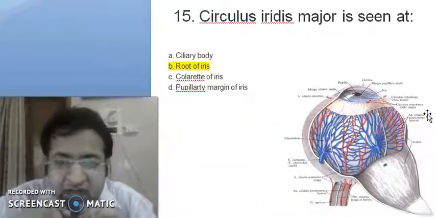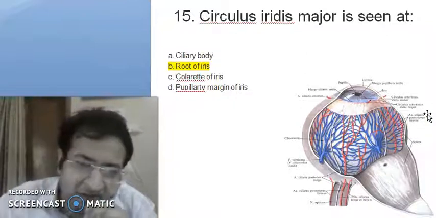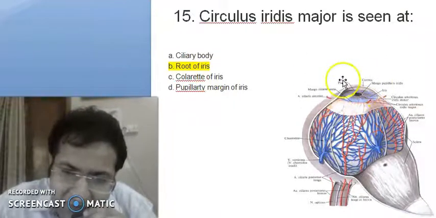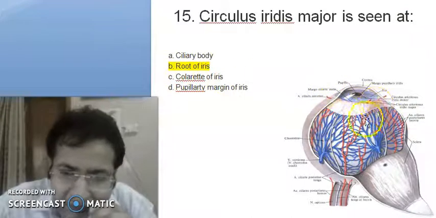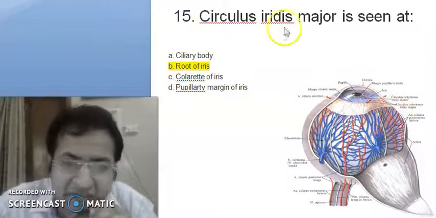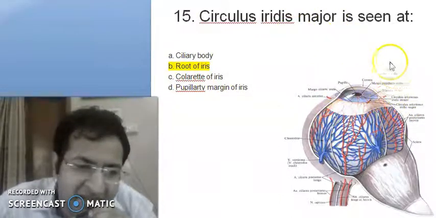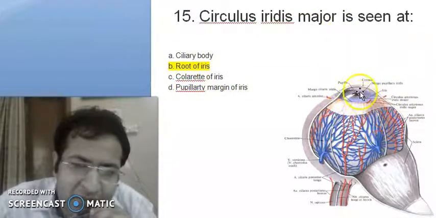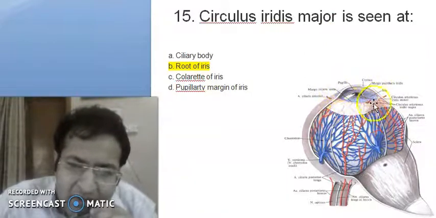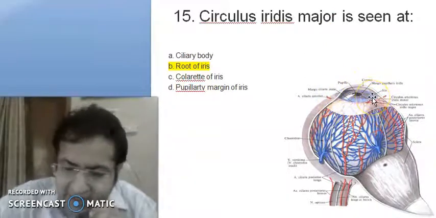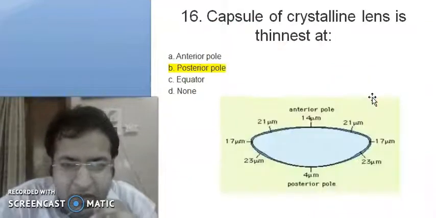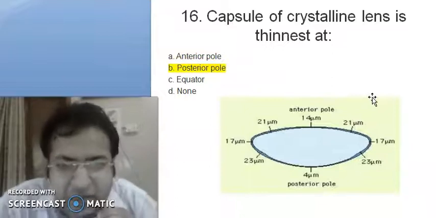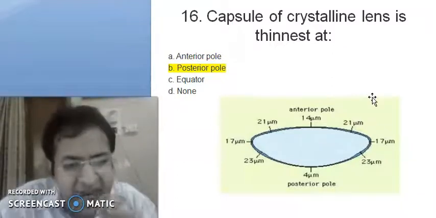What is Circulus iridis major? The Circulus iridis major is a circle of blood vessels which supplies the iris and is present at the root of the iris, while the Circulus iridis minor is present near the pupil of the iris. The Circulus iridis major is found at the root of the iris, which is formed from the anterior ciliary arteries.